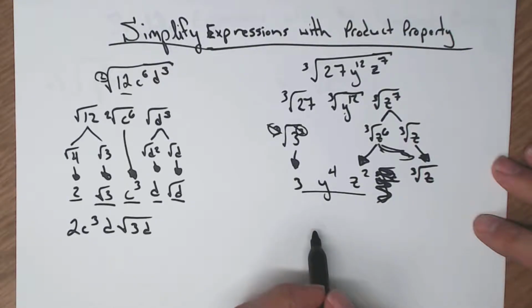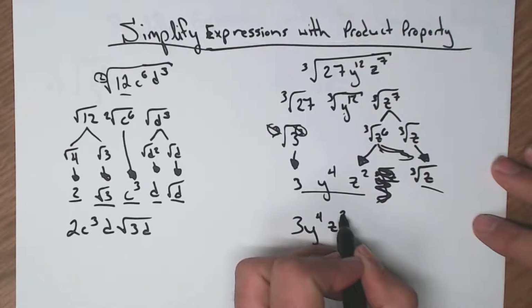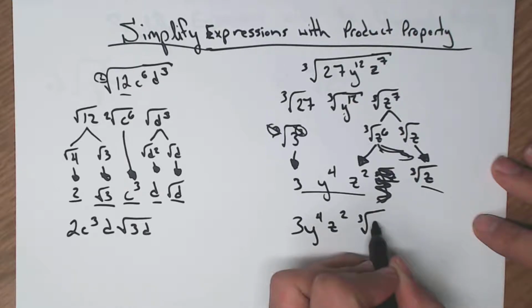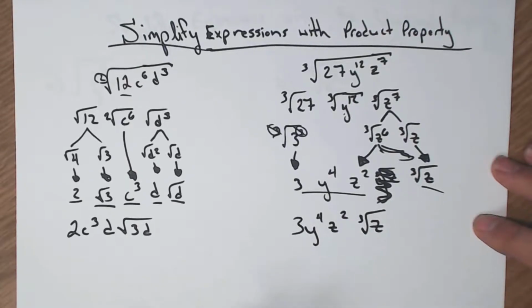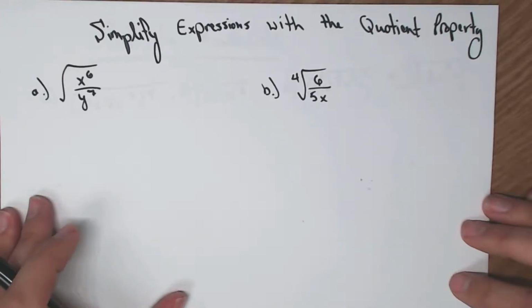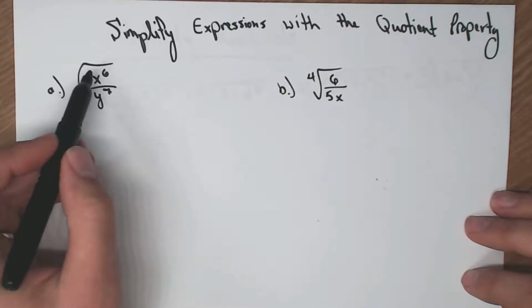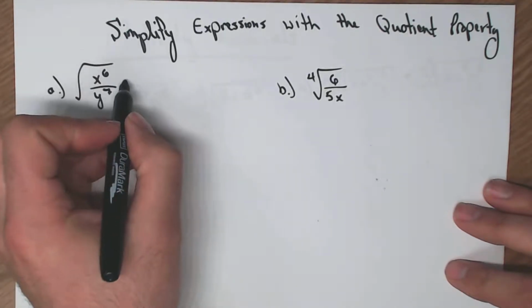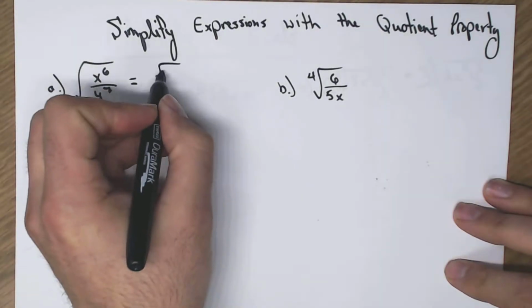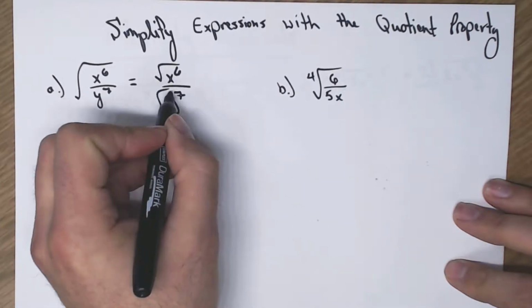We group up the stuff that has no radical and then the stuff that has radicals. So 3y to the 4th, z squared, and then I still have a cube root of z hanging out. Alright, next one we're going to go to is simplifying expressions with the quotient property. So I have a square root of both of these things. I'm going to split that up so that they're both square rooted. Square root of x to the 6th over square root of y to the 7th.